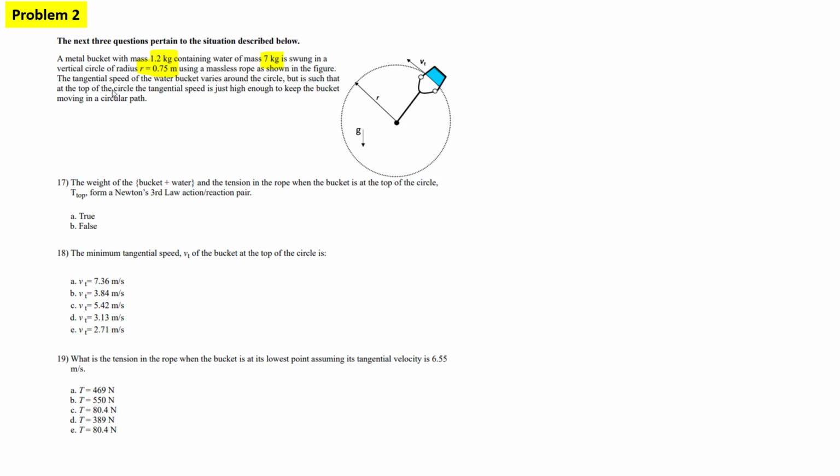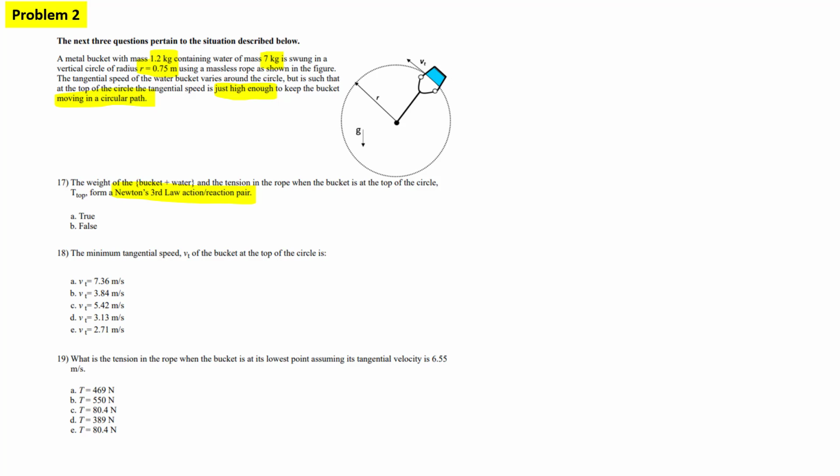The tangential speed of the water bucket varies around the circle, but is such that at the top, the tangential speed is just high enough. So the speed is just big enough to keep the bucket moving in a circular path. Okay, so the first problem we have is: the weight of the bucket plus the water and the tension in the rope when the bucket is at the top of the circle, T top, form a Newton's third law action-reaction pair. All right, so which forces are we comparing?